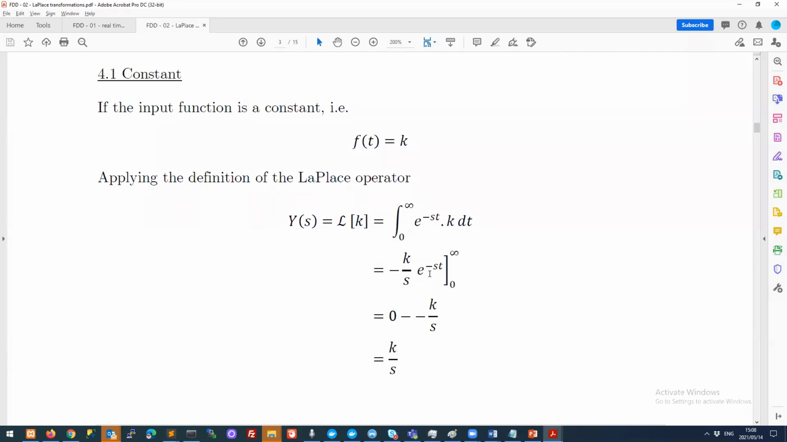So at infinity, this is going to be e to the minus infinity, which we know is 0. And so it's 0 minus, and then minus k over s at 0. So remember this is in the variable time. So when t equals 0, this becomes a 1. So it's minus minus k over s. So the Laplace transform of a constant is the same constant divided by s.